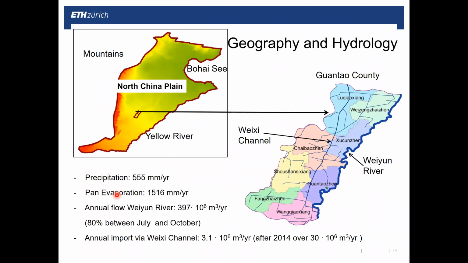And now we look at the hydrogeology of Guantao. Guantao is located in the south of the North China Plain, and it only occupies 4% of the whole area of the North China Plain, so it's quite small. The only surface water is the Weiyun River. It flows from the south to the north on the eastern boundary of Guantao. And there's also the Weixi Canal. This is in the middle of Guantao County. It diverts the surface water to the irrigation land.